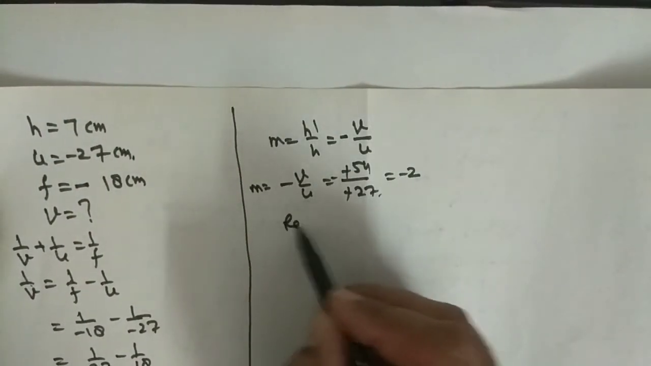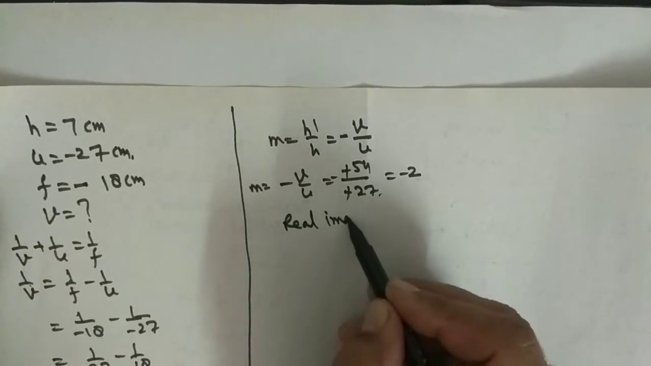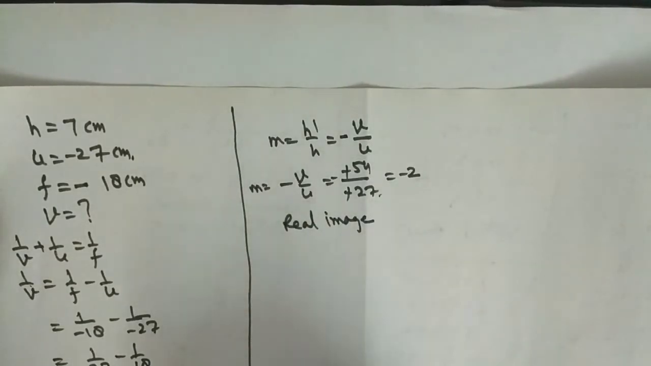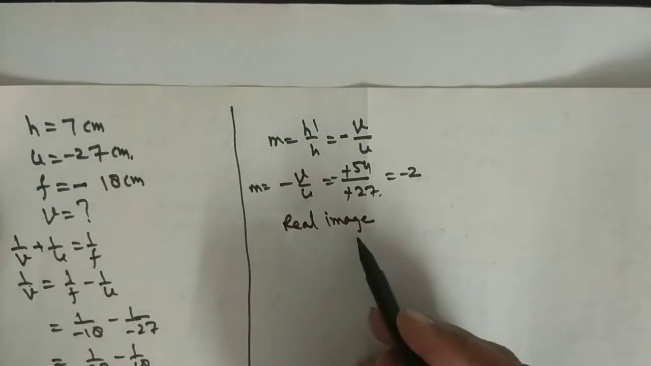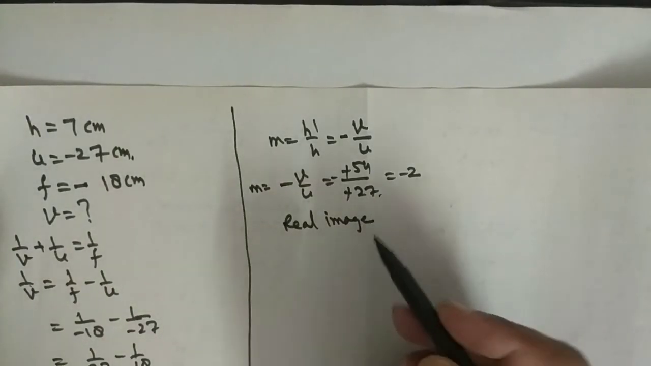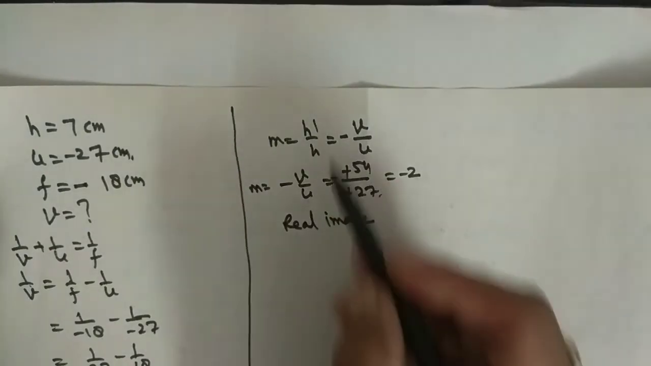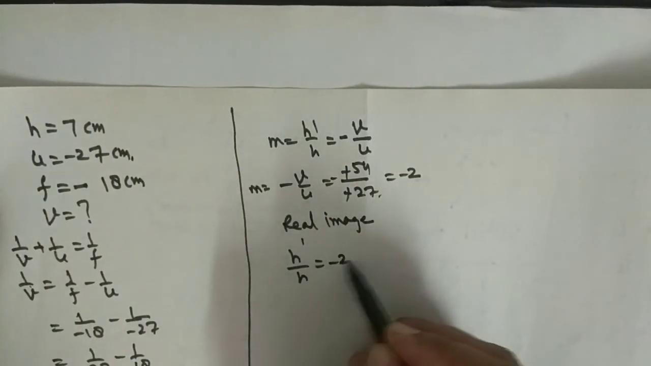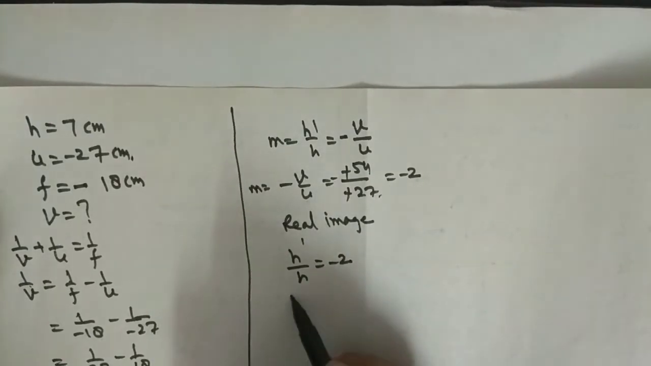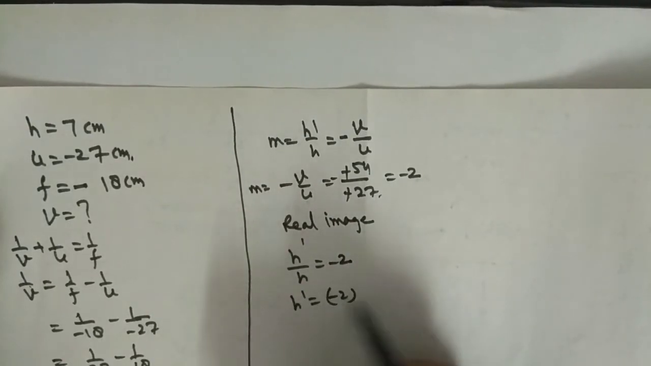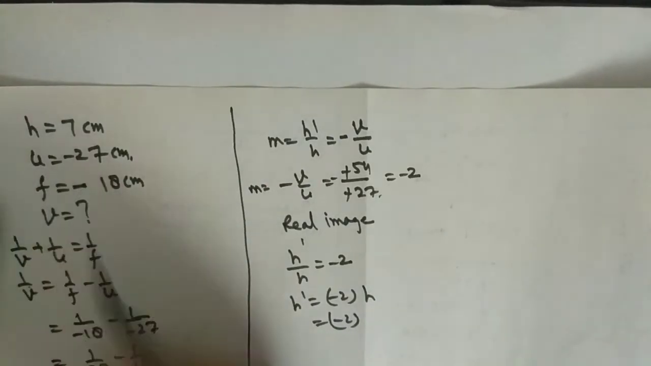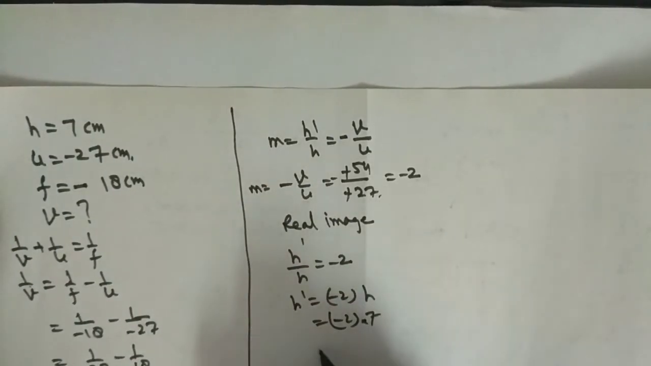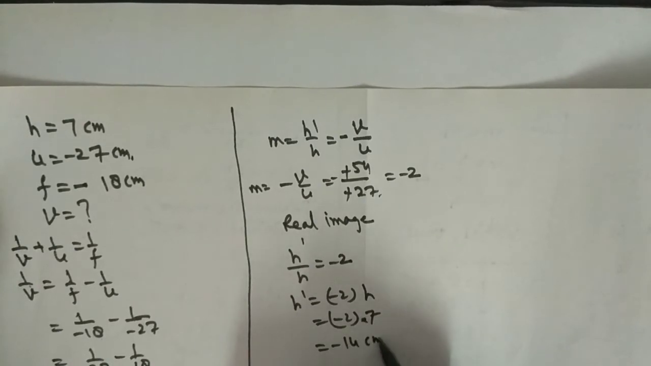So real image, and it is 2 times. It is 2 times real image that will be formed. Now to find the height, use the formula h dash upon h is equal to minus 2. So h dash is equal to minus 2 into h, and the value of h is given, it is 7 centimeter, so minus 14 centimeter.